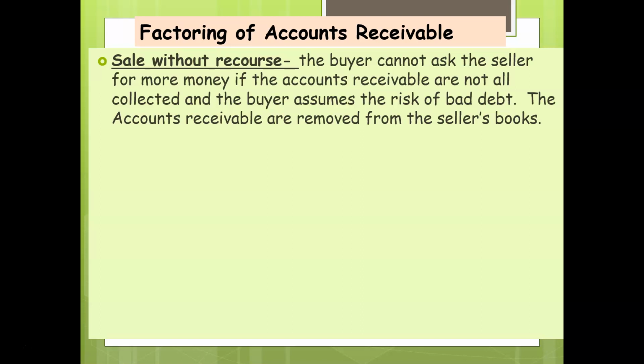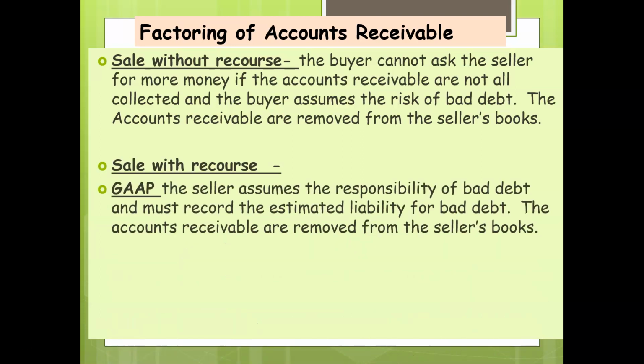In one way, the buyer cannot ask the seller for more money if the accounts receivable are not all collected, and the buyer assumes the risk of bad debt. The accounts receivable are removed from the seller's books. The second method is sale with recourse. The seller assumes the responsibility of bad debt and must record the estimated liability for bad debt. The accounts receivable are removed from the seller's books.